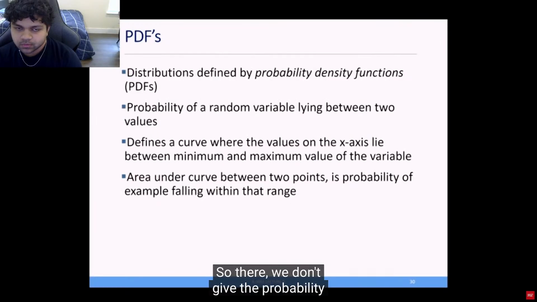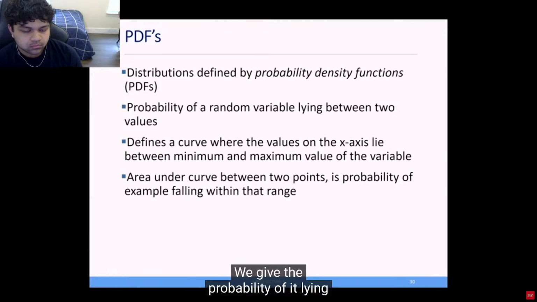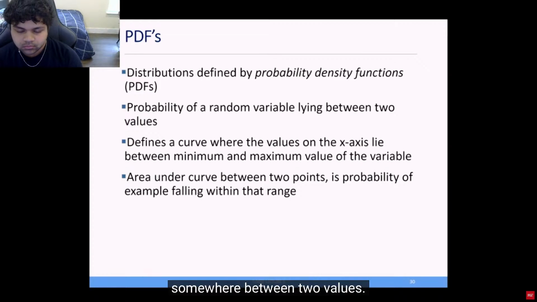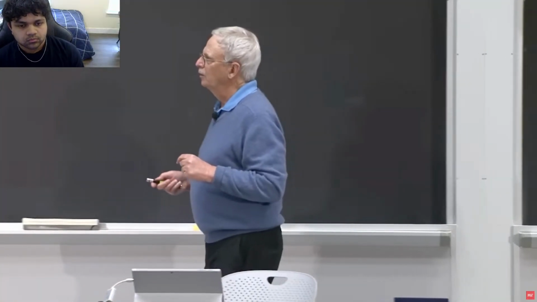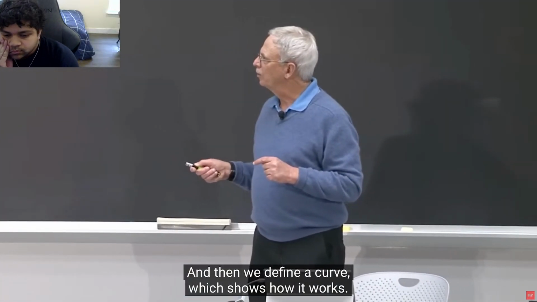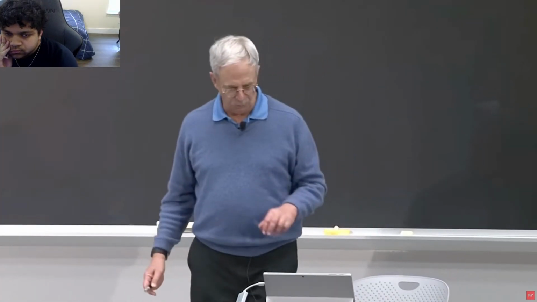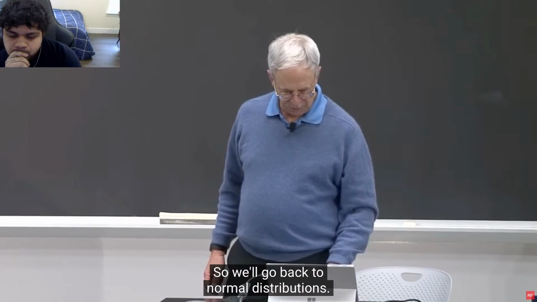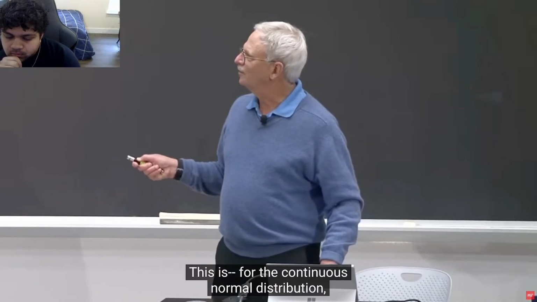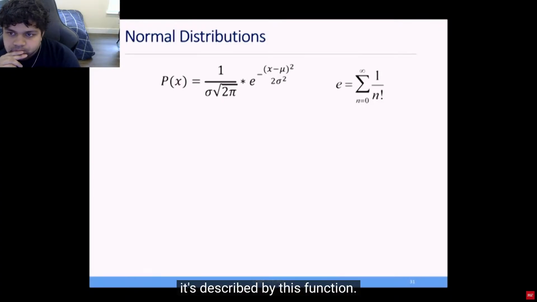So there, we don't give the probability of the random variable taking on a specific value. We give the probability of it lying somewhere between two values. And then we define a curve which shows how it works. So let's look at an example. We'll go back to normal distributions. For the continuous normal distribution, it's described by this function.